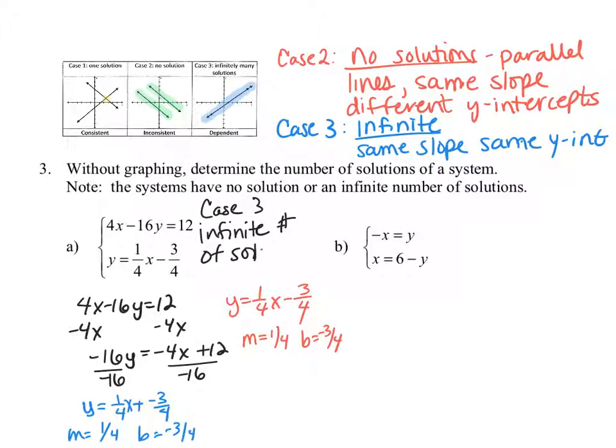Because those two lines are identically the same lines, and what we're looking for is finding all of the intersection points. And there's an infinite number of intersection points, all of the points that are on that line.